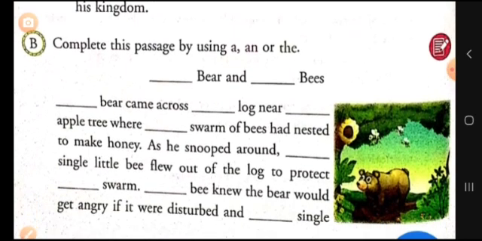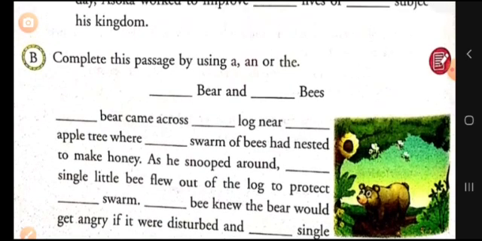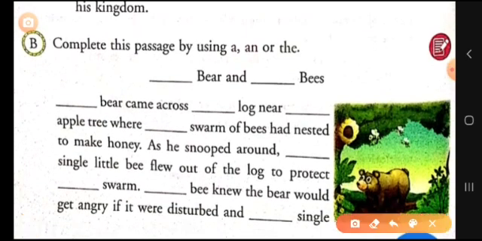Now look at the next exercise. You have to complete this passage by using a, an or the. Now here's a small story about the bear and the bees. So the topic will be named the bear and the bees, because it is a story about them only. Now begin with the story.